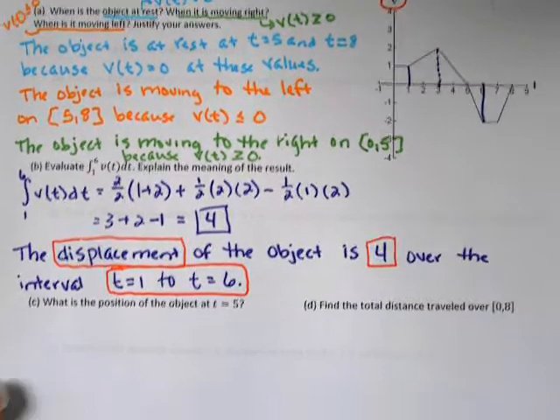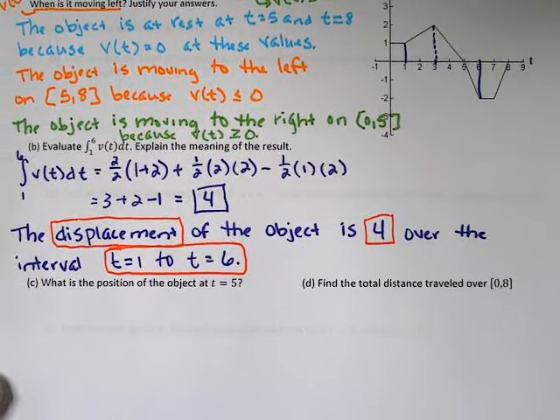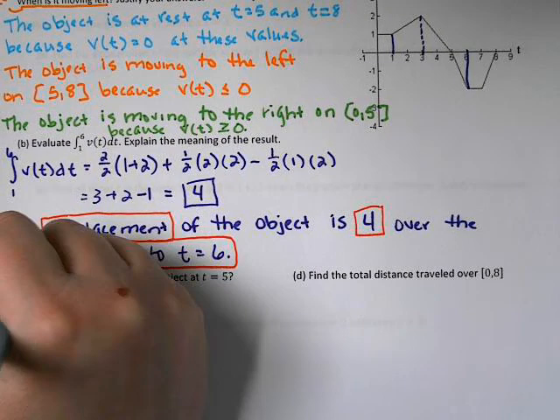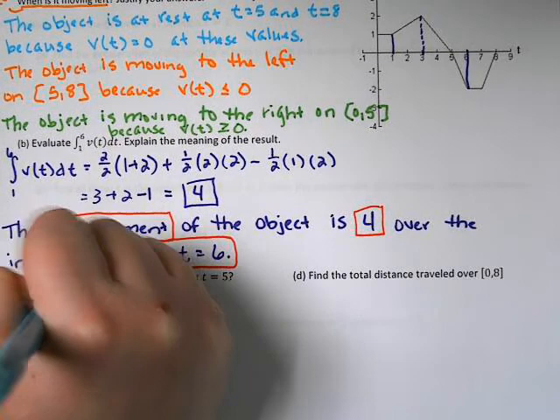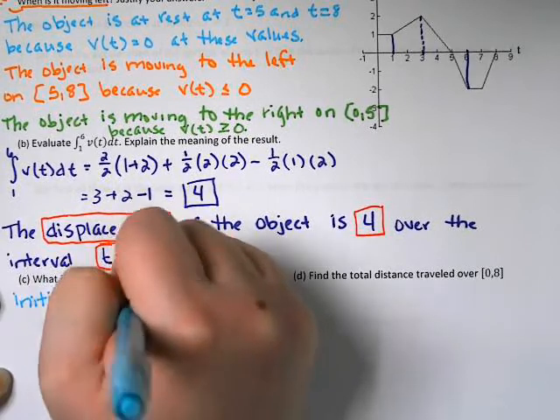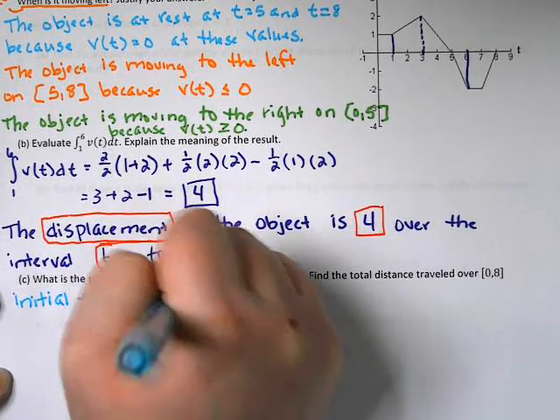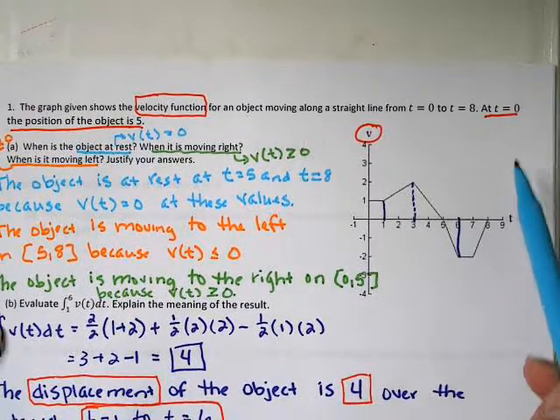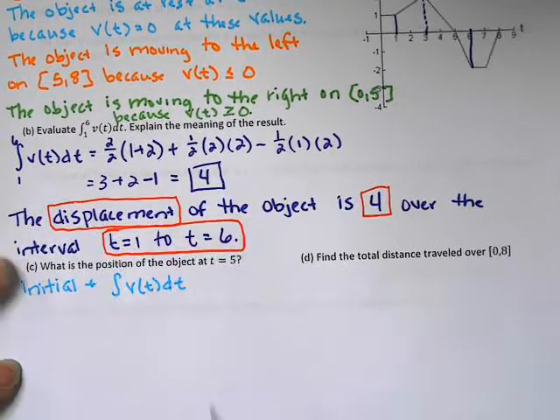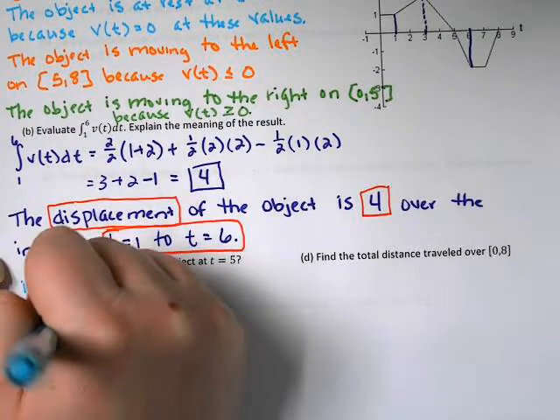Okay, part C asks, what is the position of the object at t equals 5? Well, we know that position means that we need the initial value plus the integral of velocity. We were told our initial value up here: at t equals 0, the position of the object is 5. So my initial position is 5.